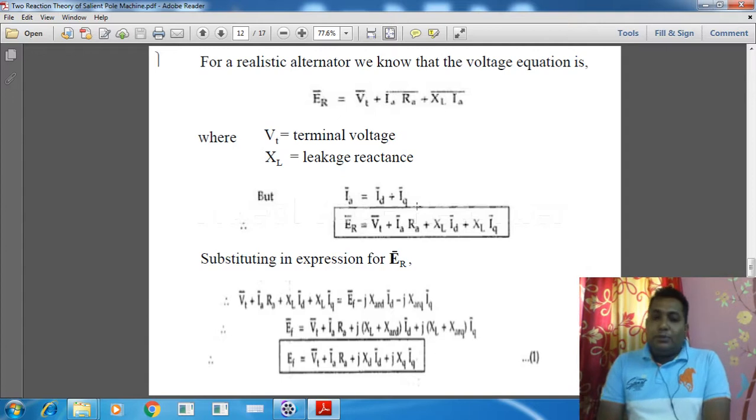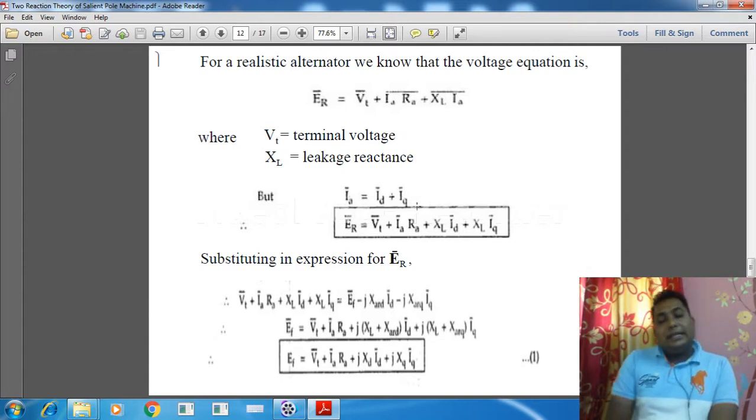So instead of those, we are rewriting in the next line that EF is equal to Vt plus IaRa plus jXd Id plus jXq Iq. So this is only the mathematical calculation; that's why I'm just telling you what the steps are that it is following.